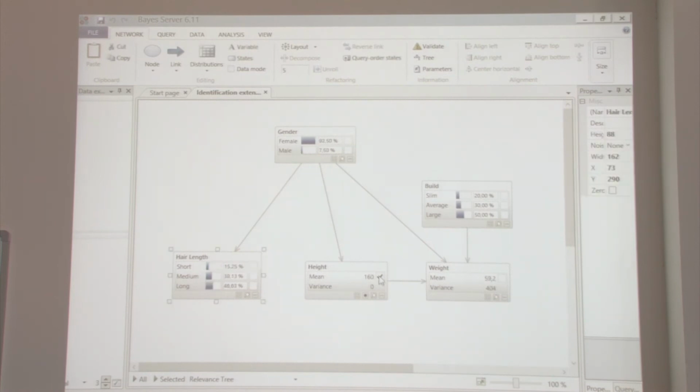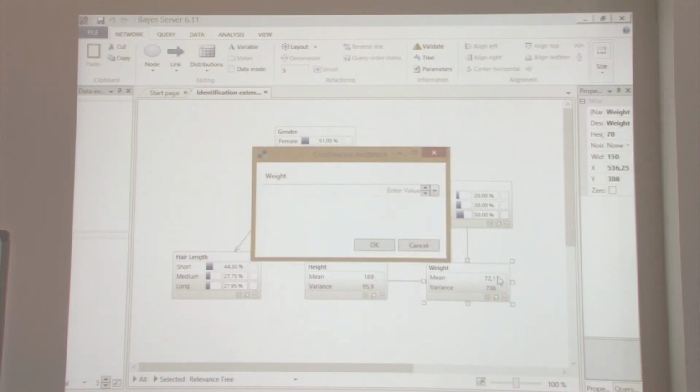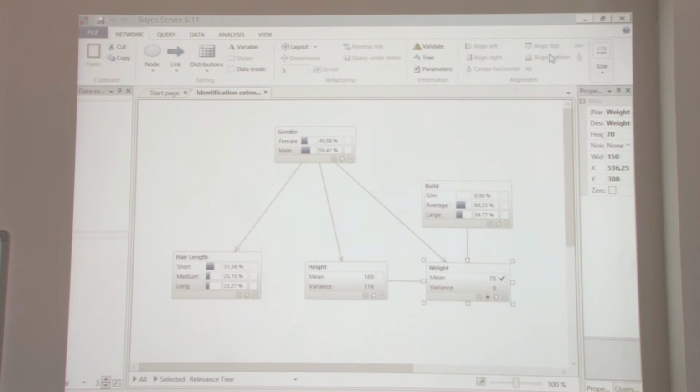Now let's raise the evidence, and let's say that we saw the person, and we only know that he or she weighs 70 kilos. So, given that the person weighs 70 kilos, we assume that it is male with 60% probability, but actually it's not that big of a difference compared to the person being female.